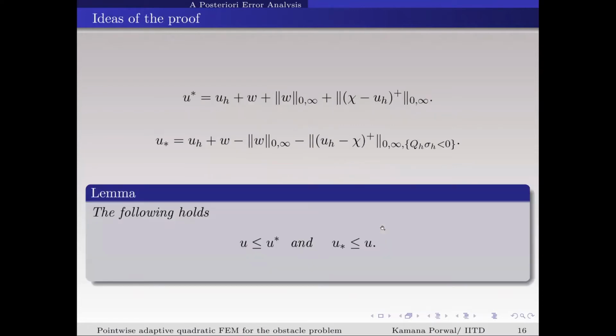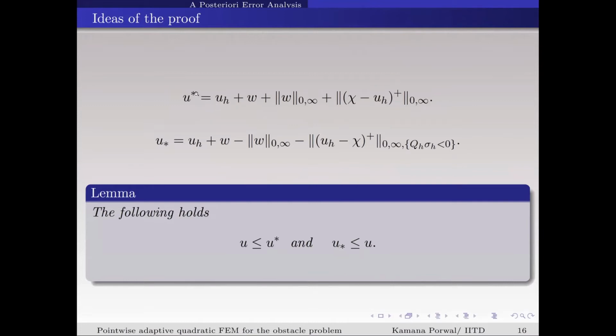Now I will briefly discuss the main ideas of obtaining the reliability estimate. So first we construct these barrier functions, u upper star and u lower star, and we prove that the solution u is bounded above by u upper star, and it is bounded below by u lower star.